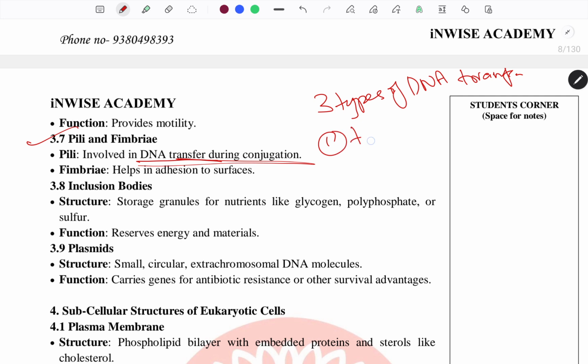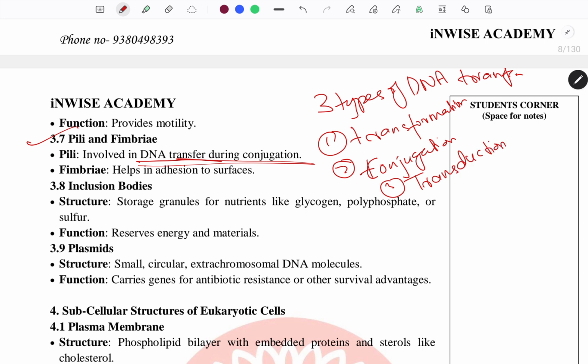One is transformation. The second one is conjugation. And the third one is transduction. In bacteria there are three types of DNA transfer: transformation, conjugation and transduction. And if pili are present in a particular bacterium, then the mode of DNA transfer in that bacterium is conjugation.